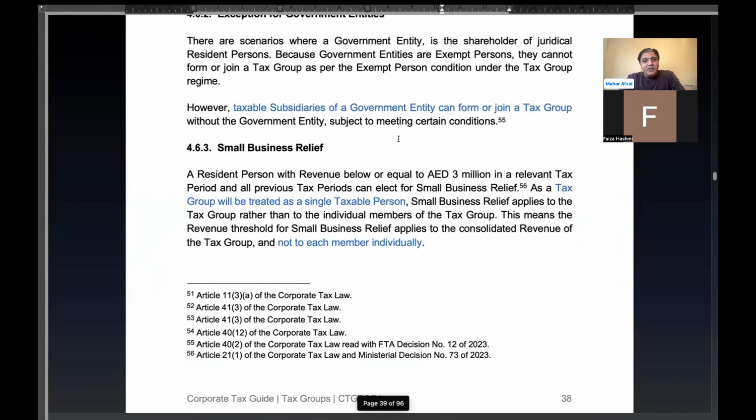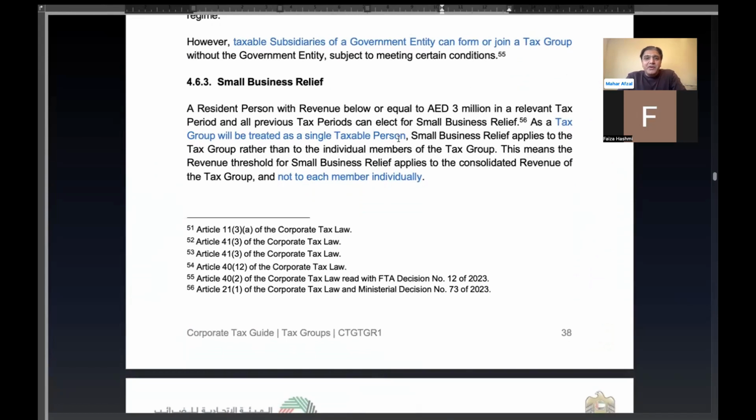Government entity exception, we have discussed small business relief. If we are considering small business relief, for the small business relief, the revenue in the current tax period and in any previous tax period is below 3 million or up to 3 million, then the person can avail small business relief, and this would be applicable up to the end of year 2026. After that, we need to look into what will be the terms and conditions.